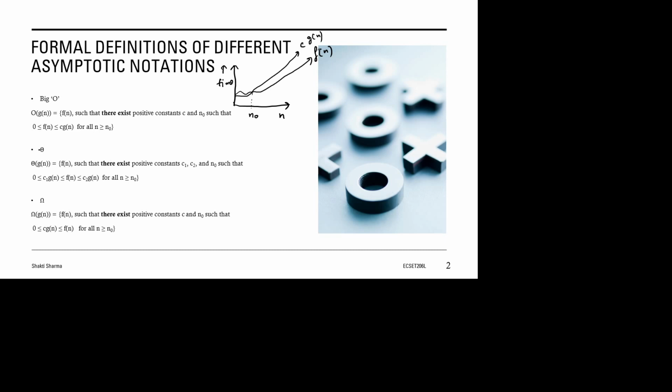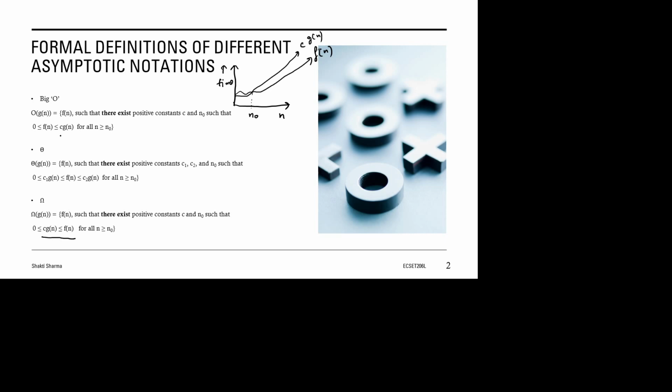Theta says that f(n) can be bounded by g(n) with different constants on the upper and lower bound. So c1 g(n) would be more than f(n) and c2 g(n) would be less than f(n). Similarly, omega provides the lower bound, which means c g(n) is less than or equal to f(n). So all three, omega, theta and big O, represent the bound criteria on f(n).